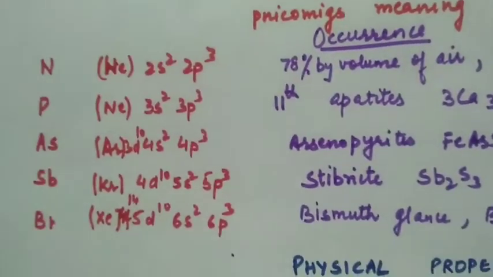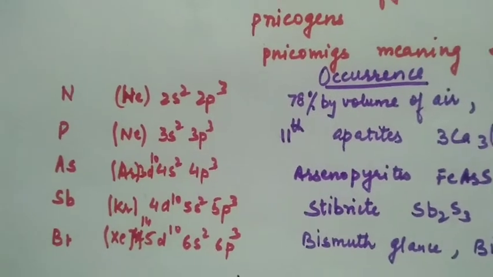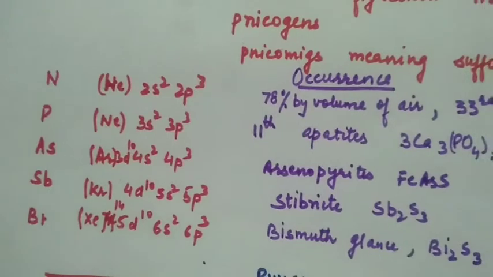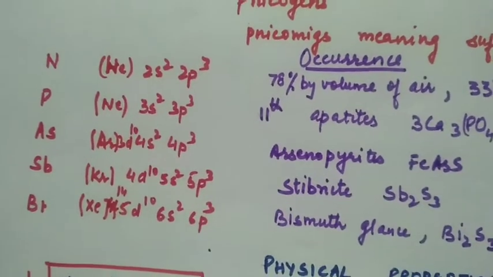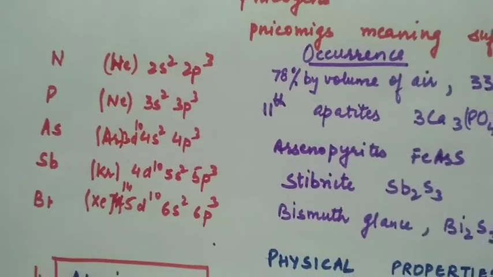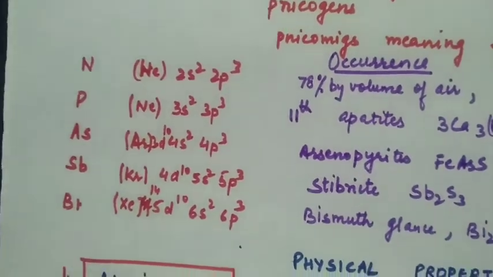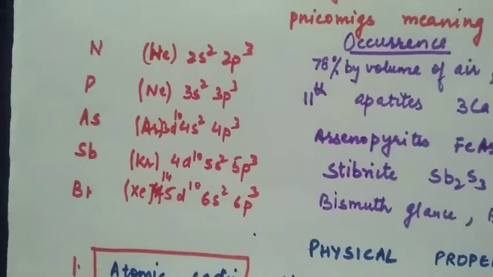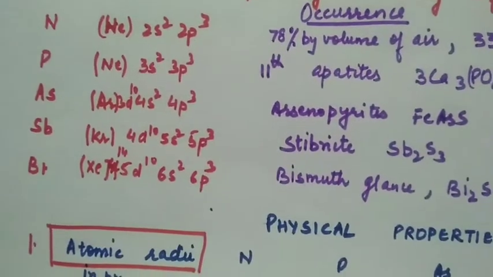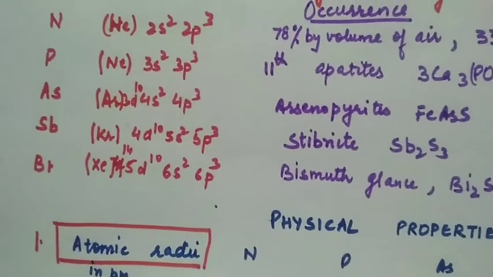Now the various elements of this family are nitrogen, phosphorus, arsenic, antimony and bismuth. Electronic configuration of nitrogen is 1s2, 2s2, 2p3. We can also write it as the noble gas helium configuration, and the last shell contains 2s2 and 2p3 electrons. Similarly, phosphorus is neon plus 3s2, 3p3; arsenic is argon 3d10, 4s2, 4p3.